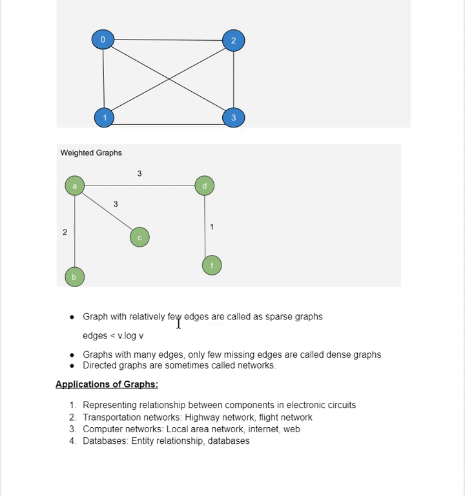Graphs with relatively few edges are called sparse graphs. Graphs with many edges and only a few missing edges are called dense graphs. Directed graphs are sometimes called networks.